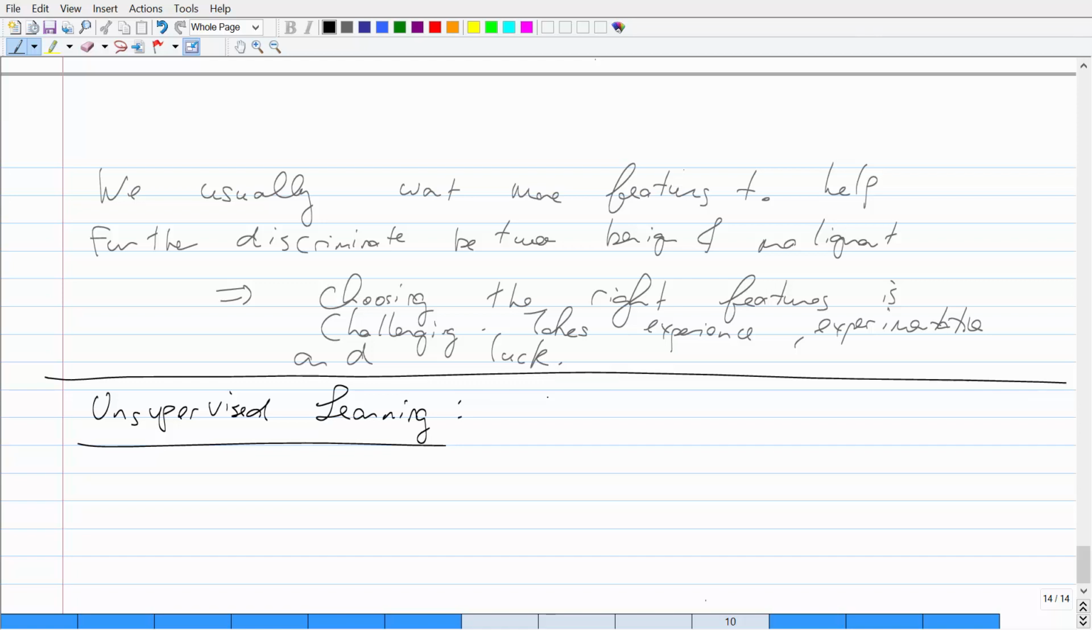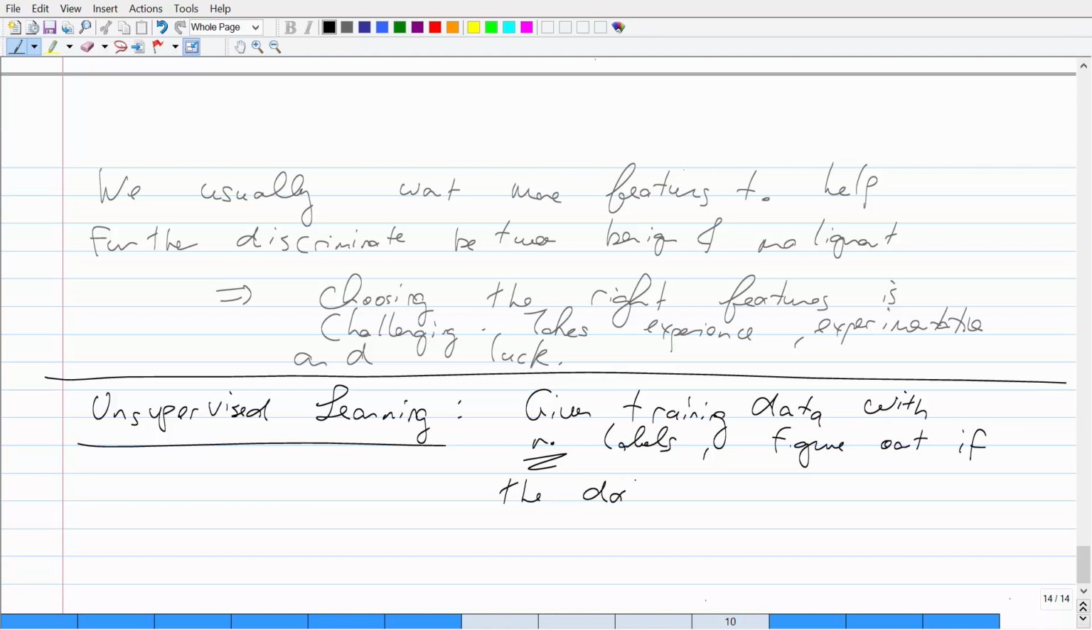So unsupervised learning is given training data with no labels. So you don't know if it's yes or no, spam or non-spam, and so on. Okay? Figure out if the data can be grouped in certain categories.